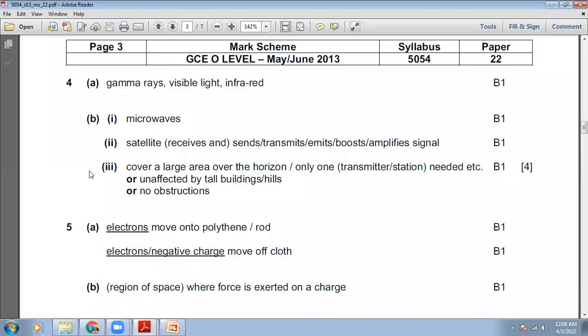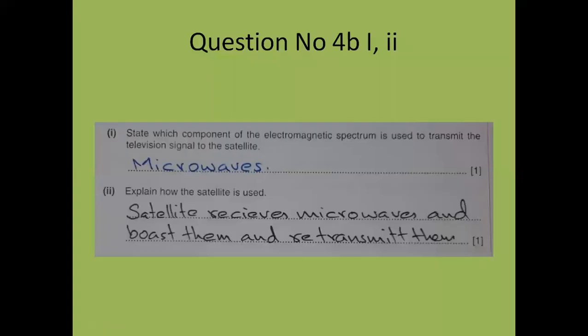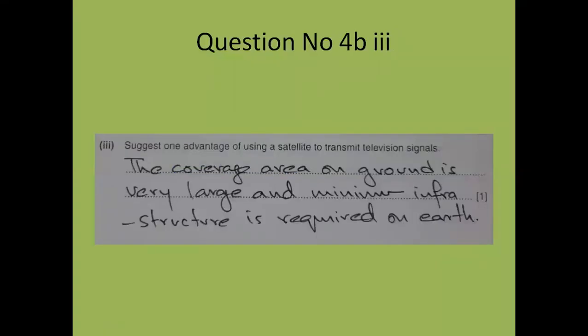Okay, so let's have a look at the microwaves. The satellite receives and sends, transmits, emits, boosts, amplifies the signal. So what is the advantage of using the satellite? You must have observed that we use a dish and decoder to receive the television programs from the satellite. One big advantage is that the coverage area of the satellite television is very large. Another very important thing is that you do not require a complicated infrastructure on the ground. You only need a dish and a decoder.